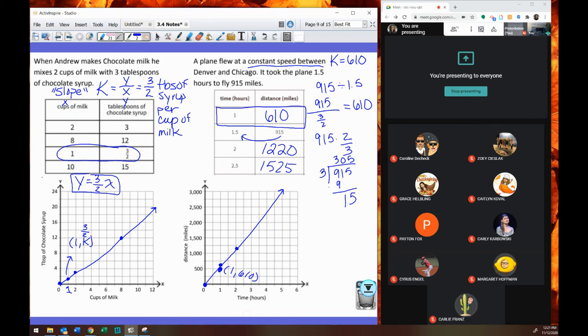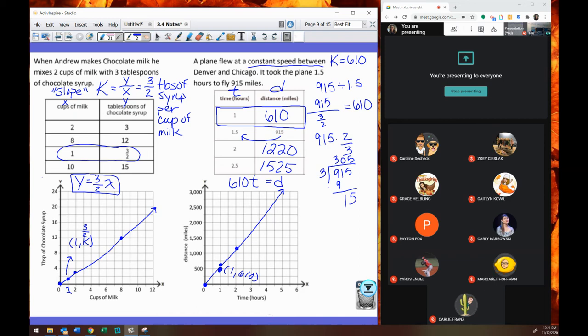If we wanted to write the equation for this data, we don't have to use x and y. What letter do you want to use to represent distance? It can be anything. D. What letter do you want to use to represent hours or time? T. So then if we want to write the equation, what do I multiply everything on the left-hand side by to get everything on the right? My constant of proportionality or my slope. So 610 times the number of hours is equal to your distance.